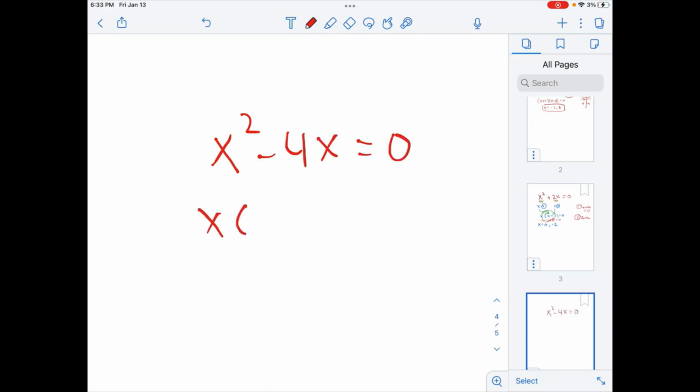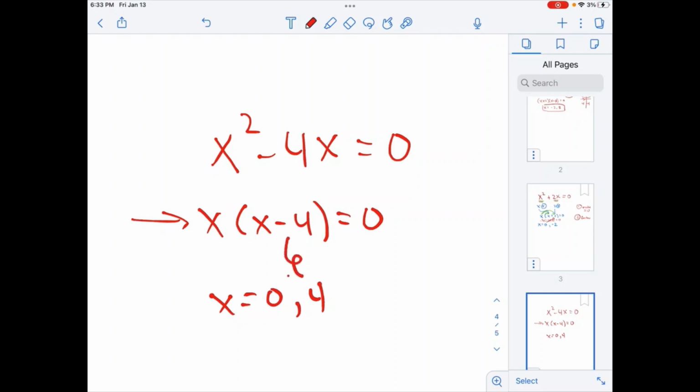Okay, you factor out x, so your two solutions are 0 and 4. At this stage, you can just, it's called solve by inspection. You can just look at it and say, oh yeah, the solutions are 0 and 4. Remember, the sign here is going to flip. Okay, so we've done the first type of equation, and the second type.